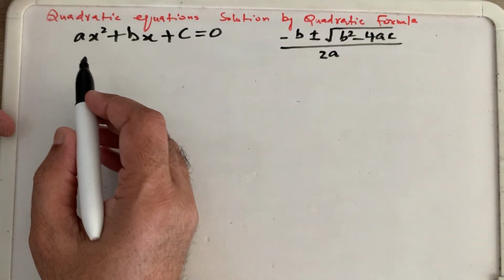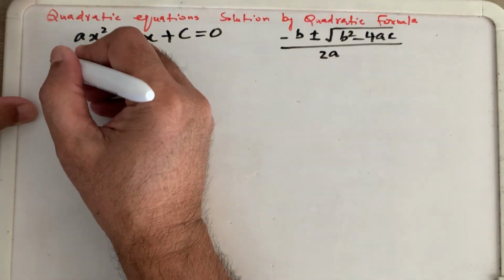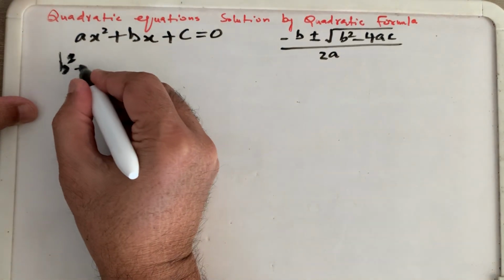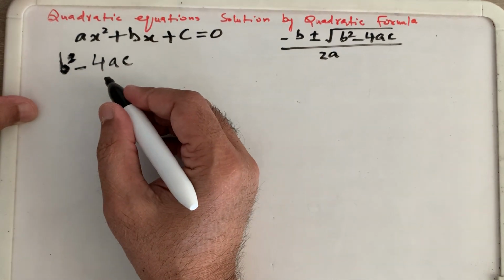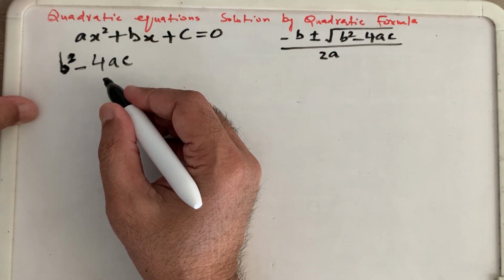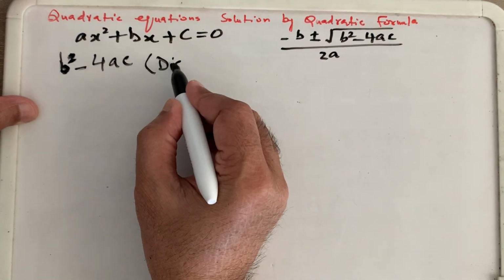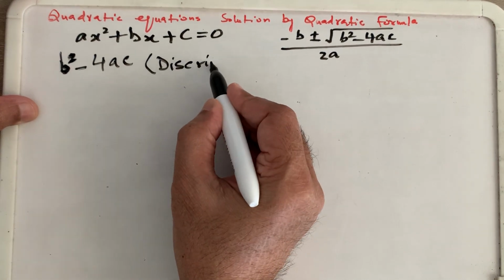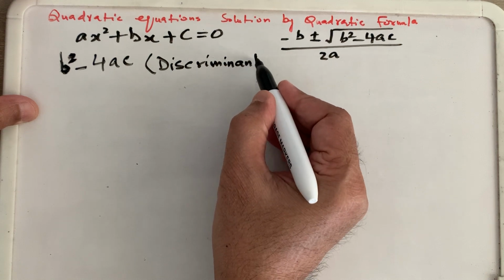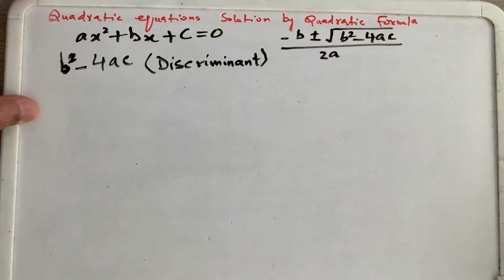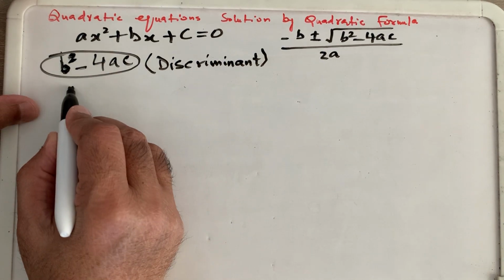The important thing in this equation is b squared minus 4ac. This factor is called the discriminant, right? What is this factor called in mathematics? Discriminant. This factor tells us how many roots the quadratic equation has. So we call this factor D.